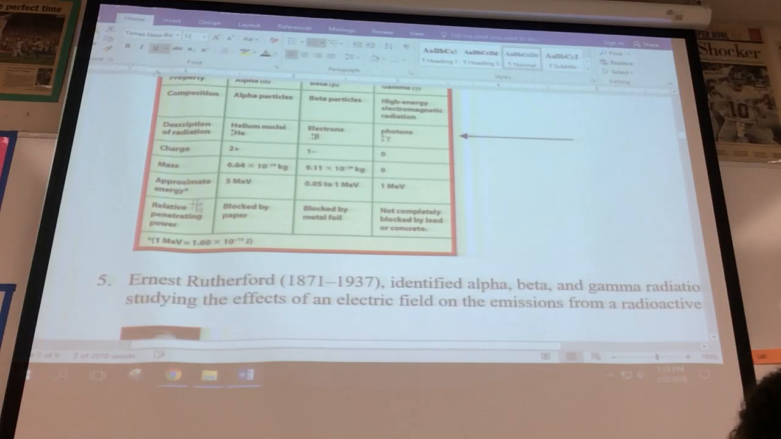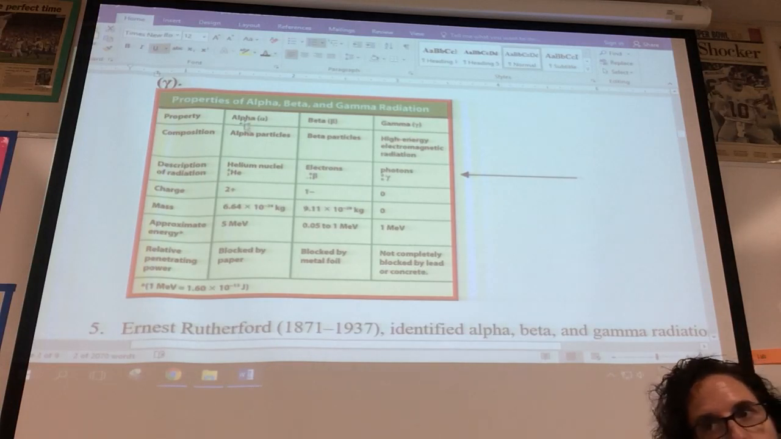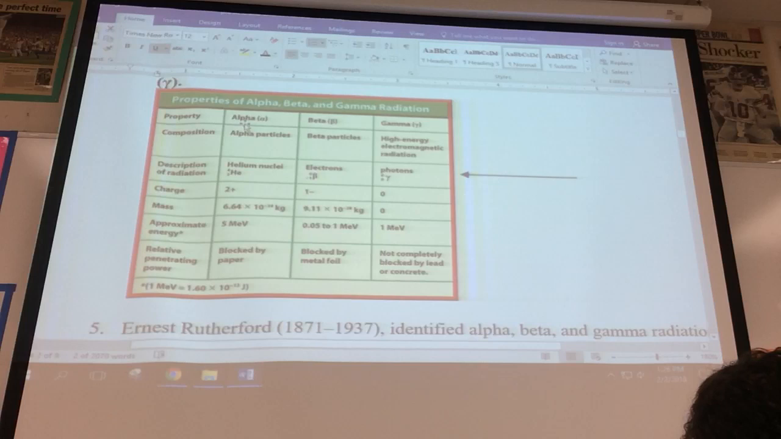But if you understand its ability to move through substances, then you'll understand its energy. Alpha particles are blocked by a sheet of paper, so they don't have the ability to move through substances easily. Beta particles are blocked by metal foil, and gamma rays are not completely blocked by lead or concrete, so clearly they can move through substances much more easily. Gamma rays have the highest energy. Alpha particles have the lowest energy, and you can see that based on what they have the ability to move through.